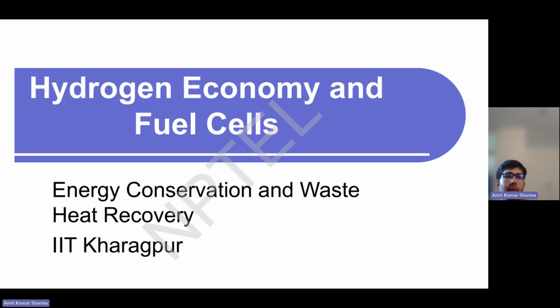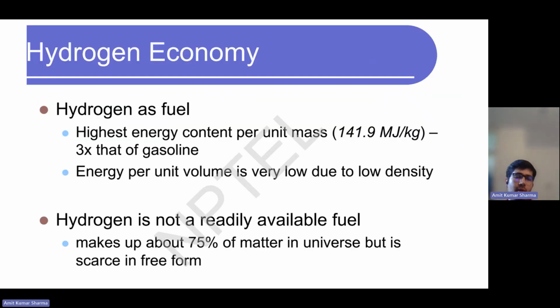Now the hydrogen economy and fuel cell. Hydrogen as fuel has the highest energy content per unit mass, that is 141.9 megajoule per kg. It's very high, 3 times that of gasoline. Energy per unit volume is very low due to low density. The density of hydrogen is very low, and that's why energy per unit volume is very low.